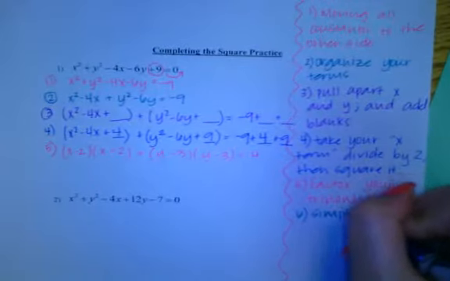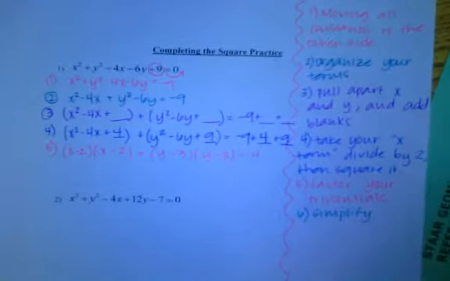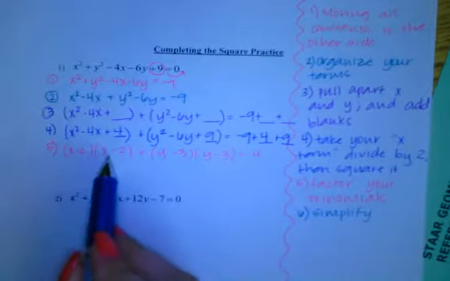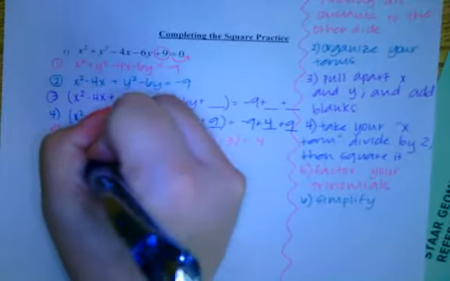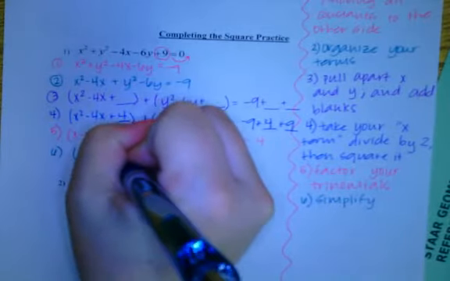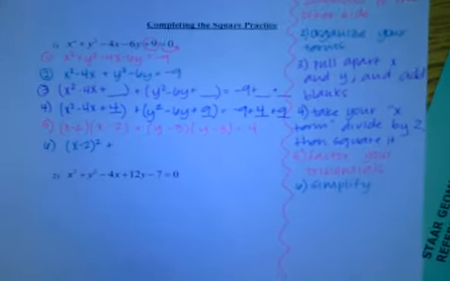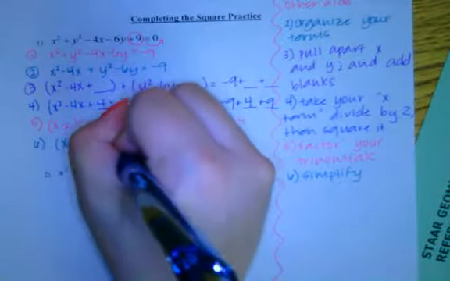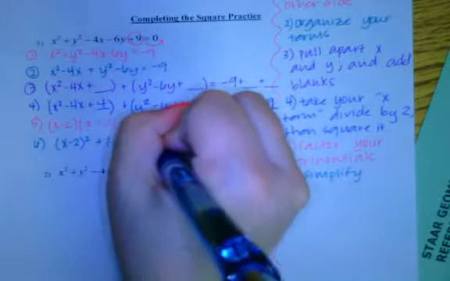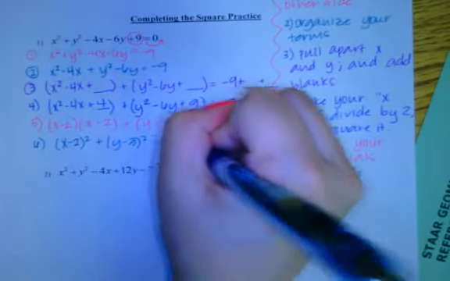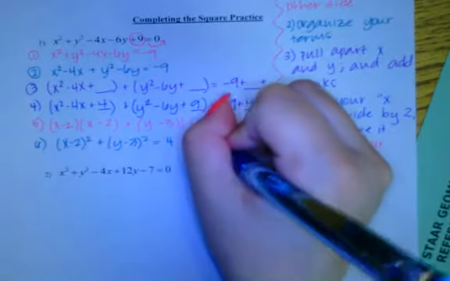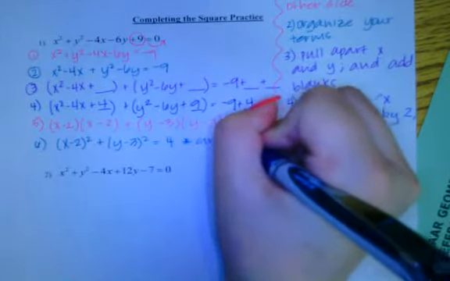Okay, what's another way to write x minus 2 times x minus 2? X minus 2 squared. What's another way to write y minus 3, y minus 3? Y minus 3 squared equals 4. What kind of equation is this? Your circle equation. Voila!